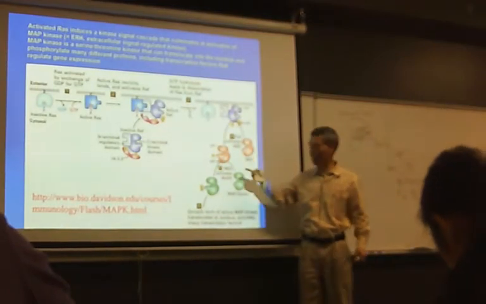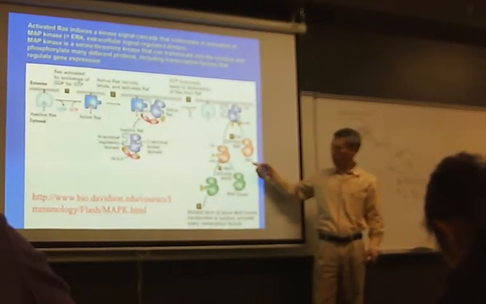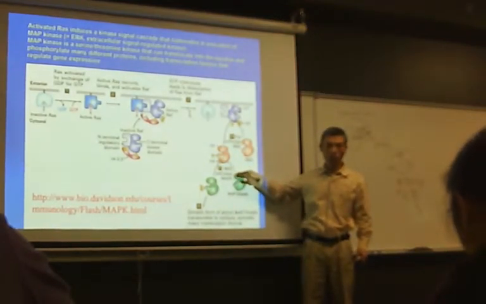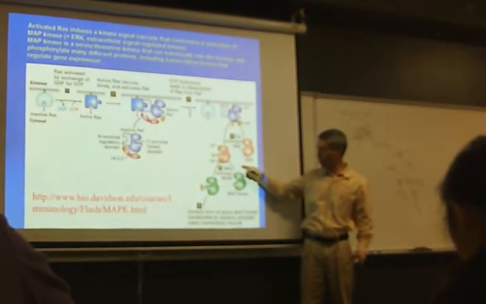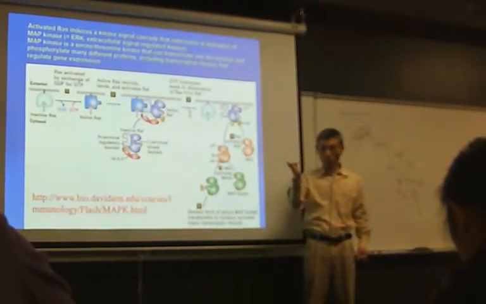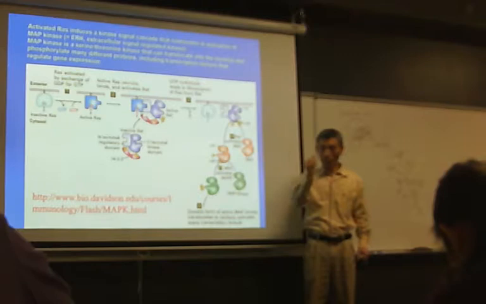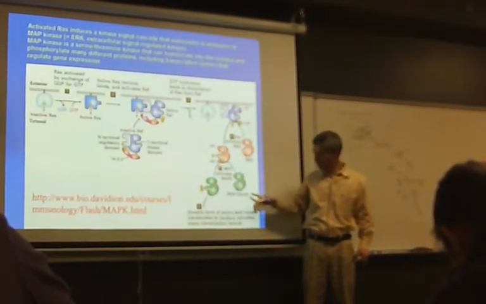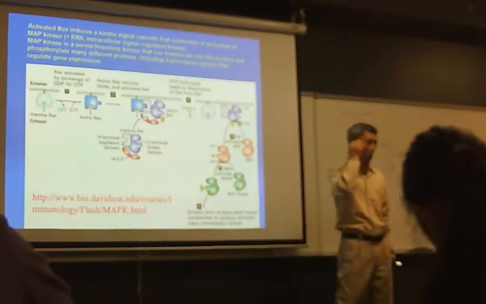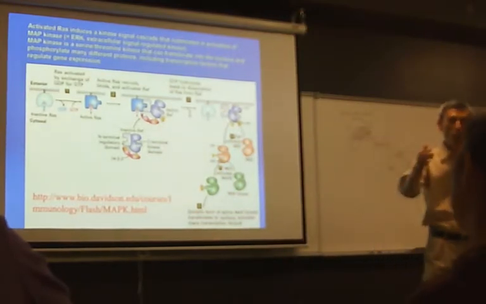And RAF, as you see in the diagram, now finds the next downstream substrate, that's MEK. And then you have a MEK kinase, right? But they're actually skipping a lot of steps. So MAPKKK means MAP kinase kinase kinase, then MAPKK, then MAP kinase. So that's the protein phosphorylation cascade.